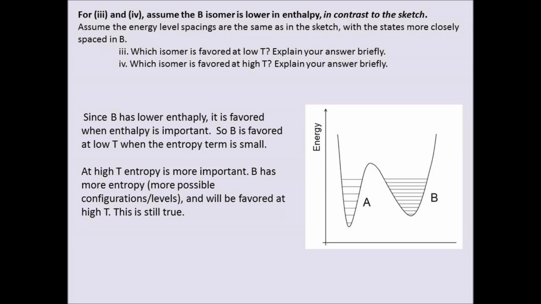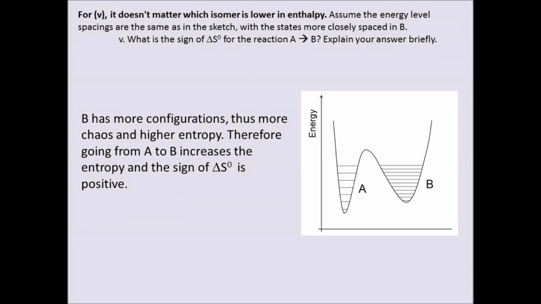And then finally at the end it asks us a quick question about what the sign is for the reaction A to B entropy term. So B has more chaos, more ledges in all of the examples in this problem. So going from A to B increases the chaos, it increases the entropy.